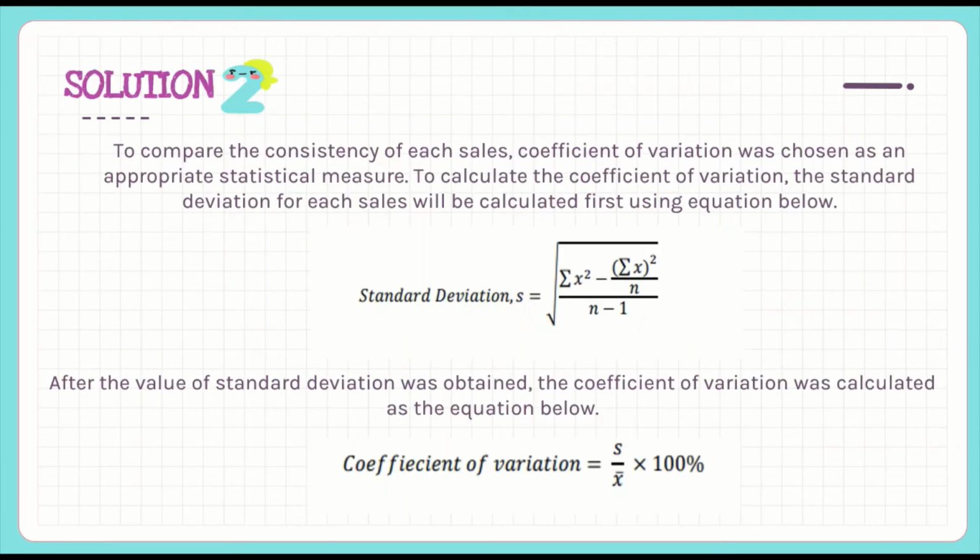Solution 2 is to compare the consistency of each salesperson's sales. Here, the coefficient of variation was chosen as an appropriate statistical measure. To calculate the coefficient of variation, the standard deviation for each salesperson's sales will be calculated first using the equation below. After the standard deviation is obtained, the coefficient of variation is calculated using the equation below, where the coefficient of variation is equal to standard deviation over mean times 100%.